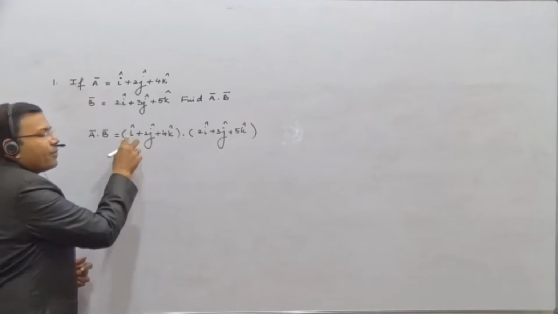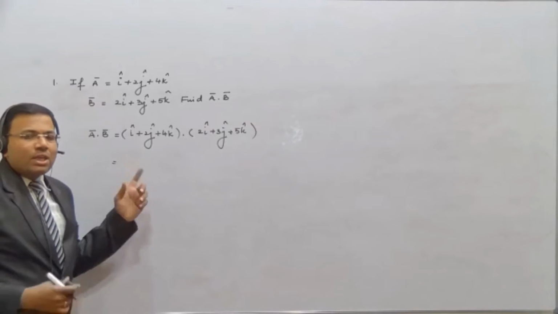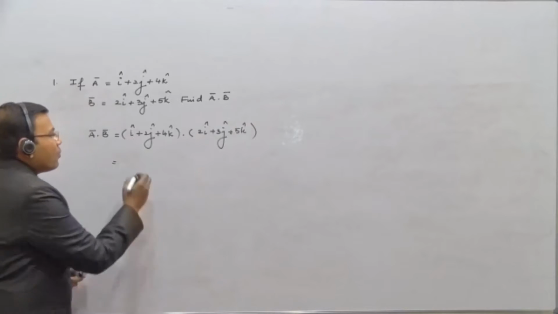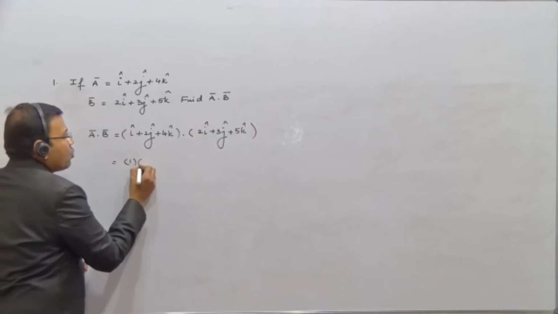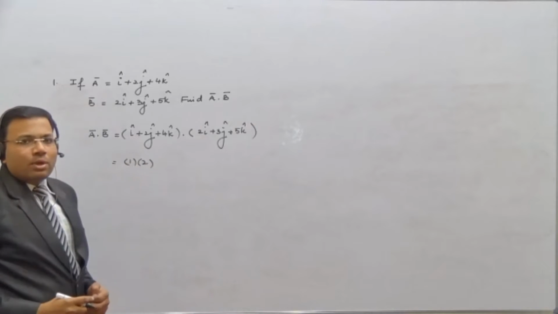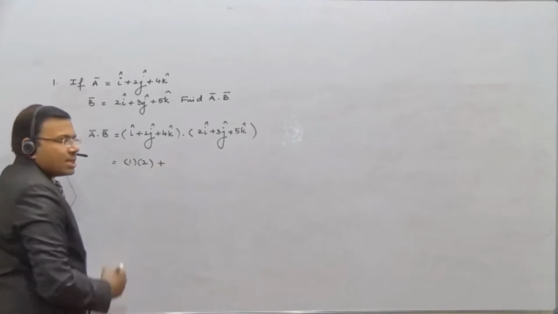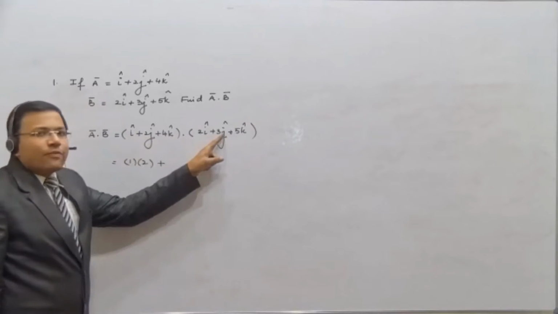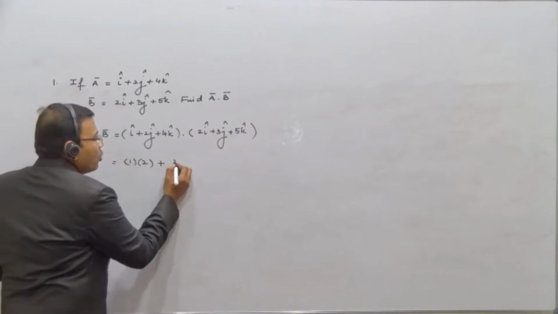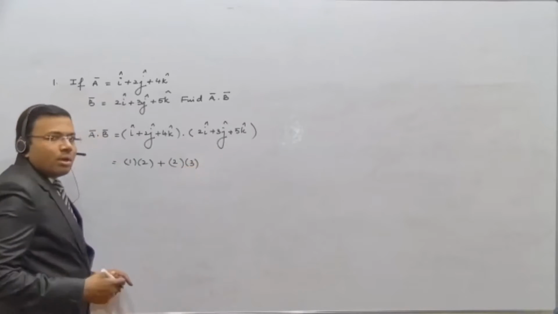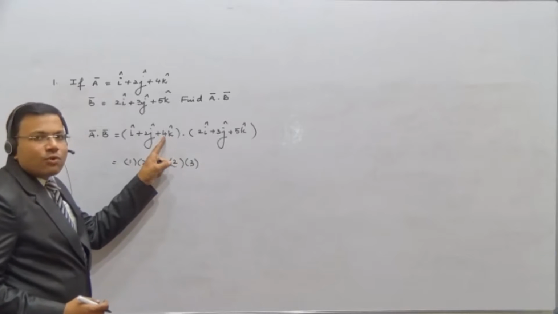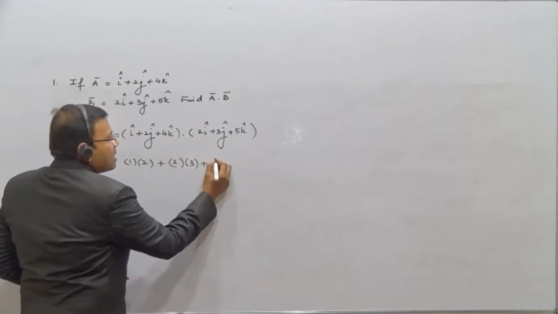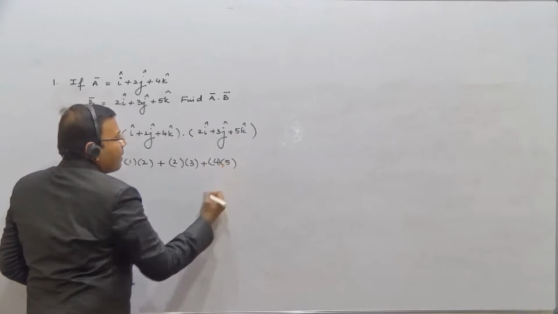Now, what is the coefficient of i here? The coefficient of i is 1, and here the coefficient of i is 2. So I'll write 1 into 2. Then plus, always plus, the coefficient of j is 2 and here the coefficient of j is 3. So 2 into 3. Next, the coefficient of k is 4 and here the coefficient of k is 5. That means plus, always plus, 4 into 5.